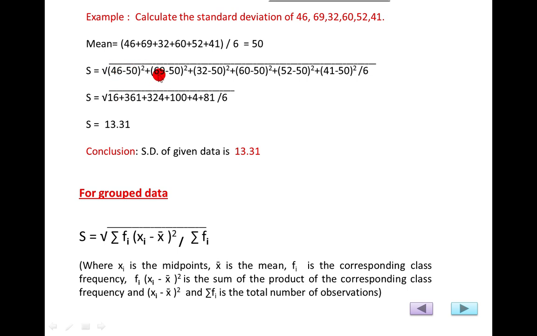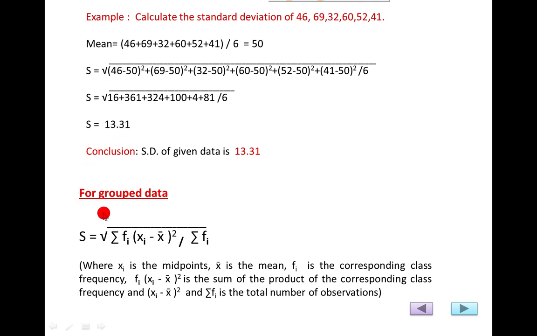Difference is 69 minus 50, then whole square, 32 minus 50 whole square, and so on. Add all values, divide by 6, and then take the square root. You will obtain 13.31, and the conclusion will be the standard deviation of the given data is 13.31. So first we calculate and then subtract all values one by one, and then calculate the standard deviation.